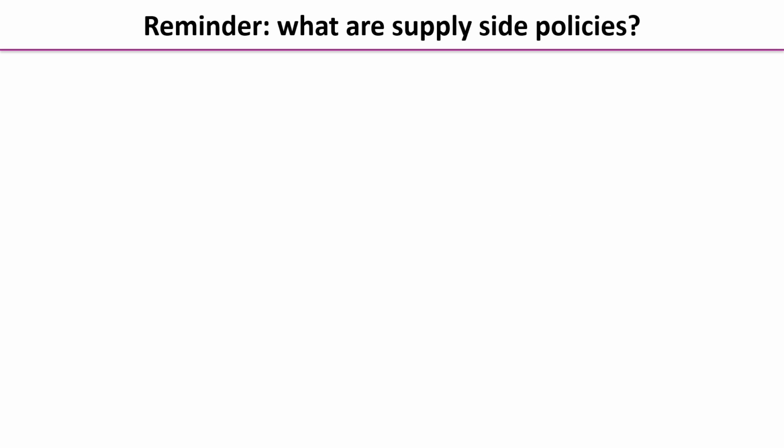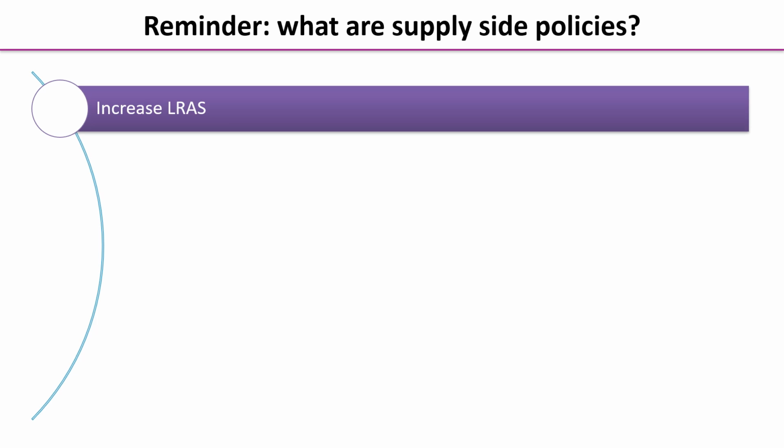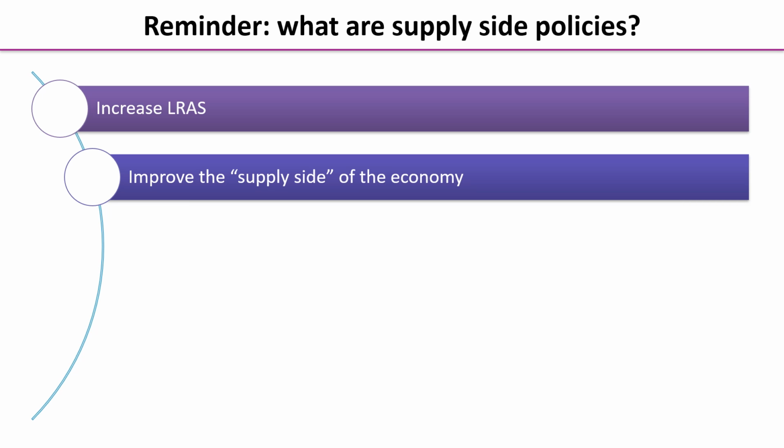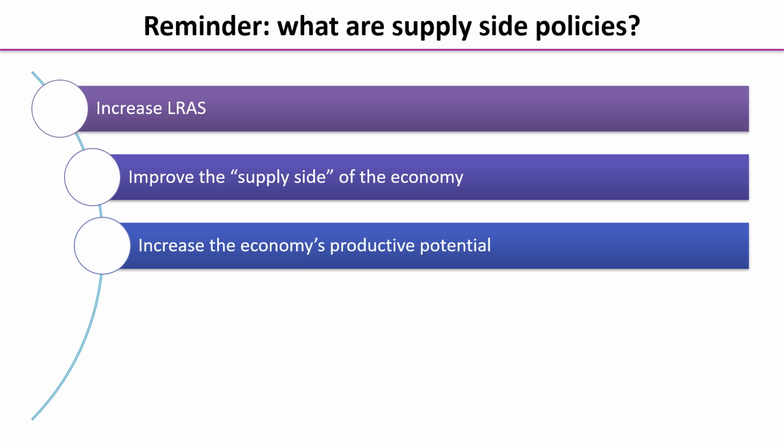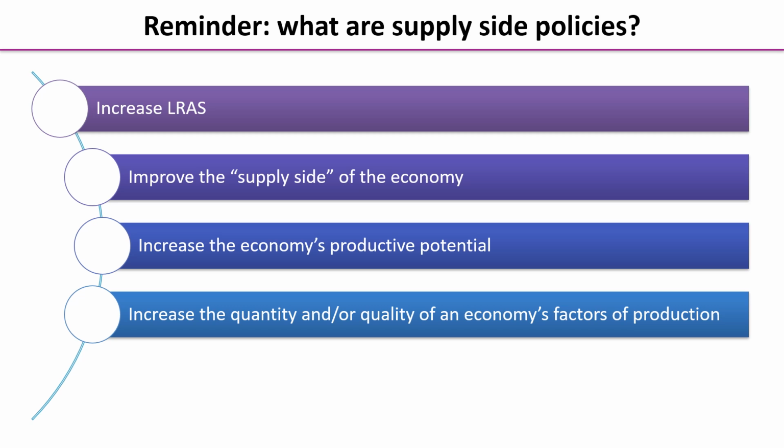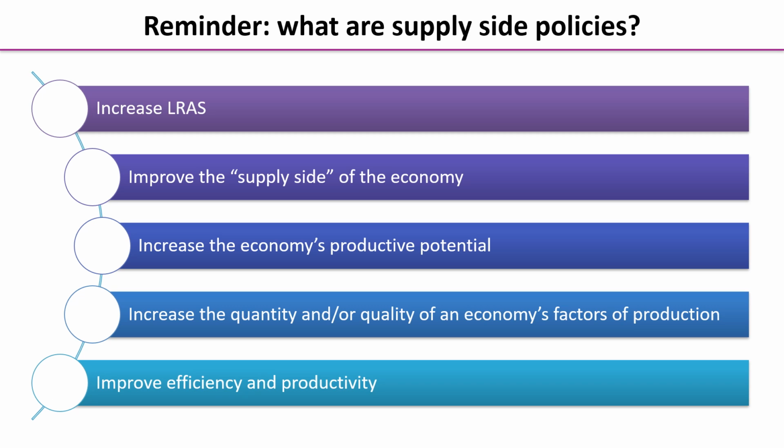So here we've got for you a reminder of why supply-side policies are so important, because of the various things that they do for the benefit of the economy, improving the supply side of the economy, increasing long-run aggregate supply, increasing our productive potential, increasing the quality or quantity of an economy's factors of production, and improving efficiency and productivity. So how do they achieve all of those good things?